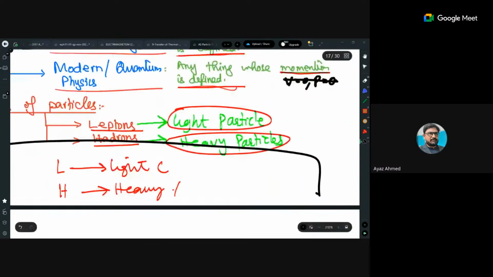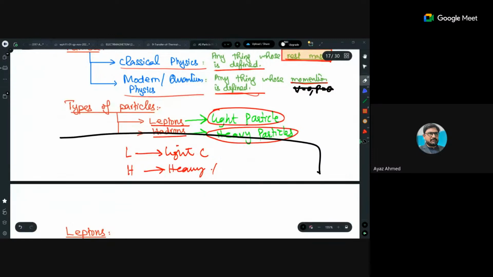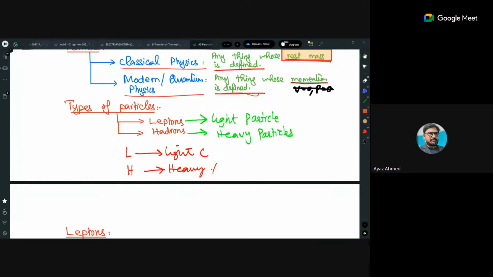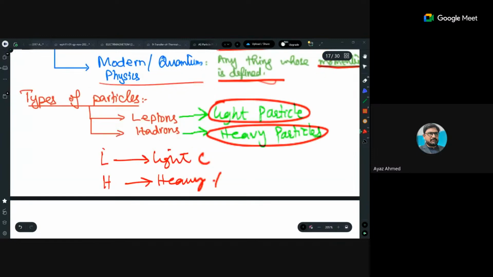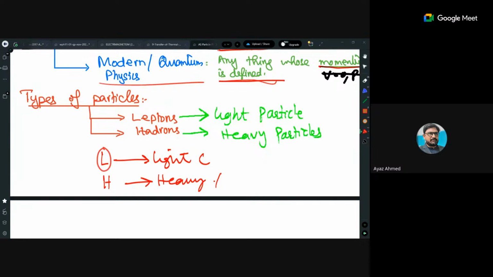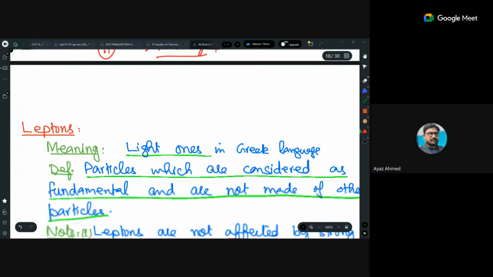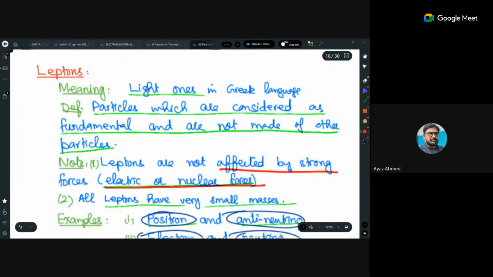So there are two main classes of particles, and those are the leptons and hadrons. The question comes from here. L is for light particles, so leptons are considered to be the light particles. H in hadrons means the heavy particles. These are actually Greek words, leptons and hadrons. So they mean the light particles and the heavy particles. So there are some leptons. The leptons are basically the light particles.